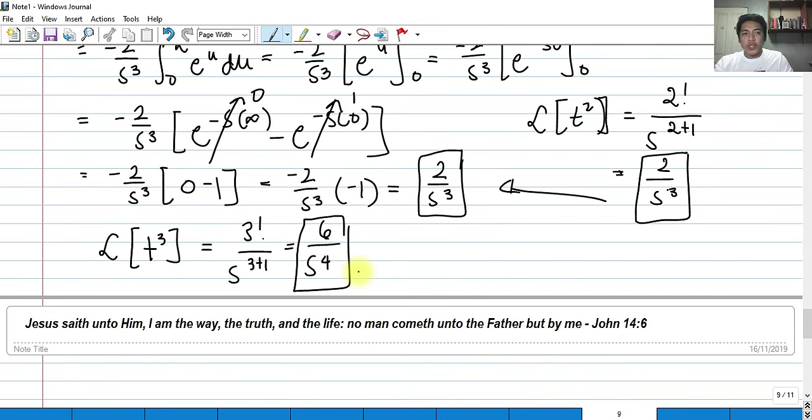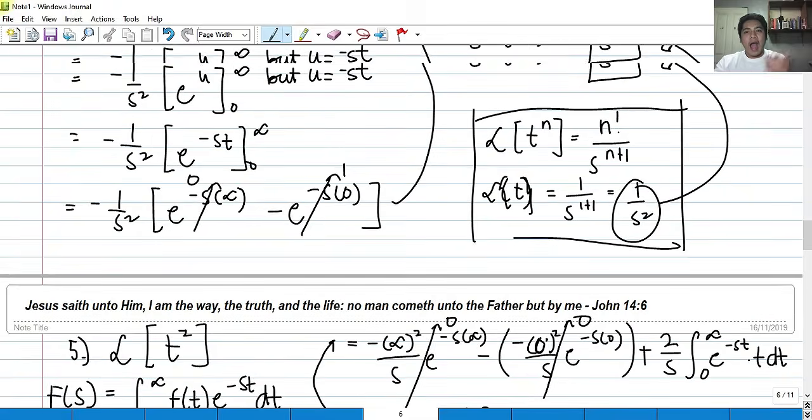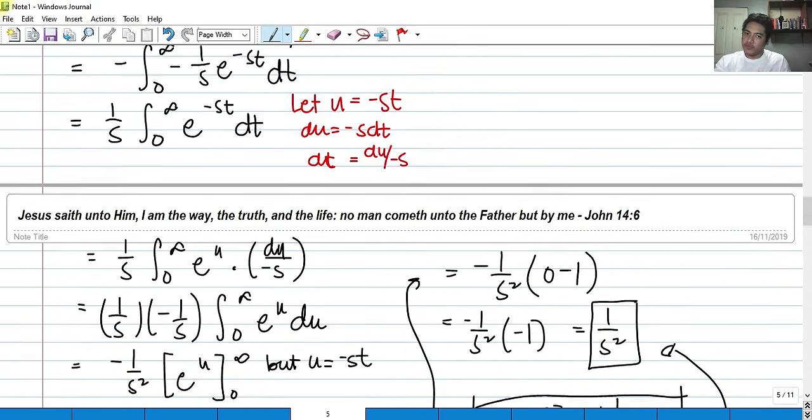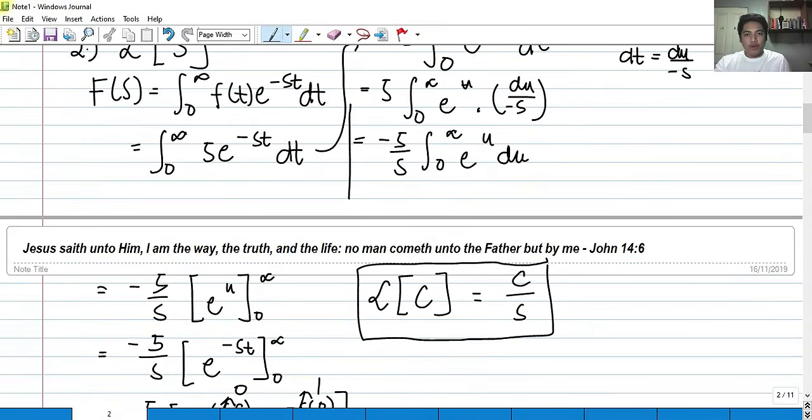So that's the formula. I've shown you the long method in order for you to fully understand how to find the Laplace transform even without the use of tables or the formulas.